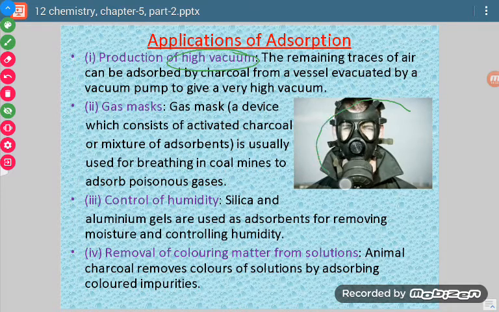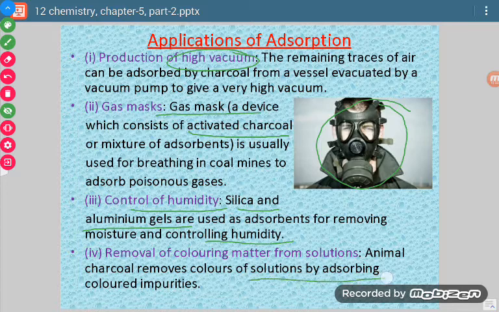Similarly, in gas masks there is activated charcoal. This is very useful in adsorbing those gases which are poisonous in nature, so in coal mines such masks are used. Then control of humidity. We know that silica gel and aluminum gel are very good adsorbents, so they adsorb humidity and are also used. Now, removal of coloring matter from solution.